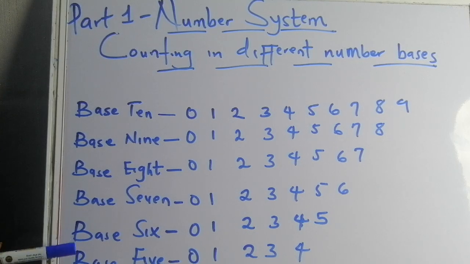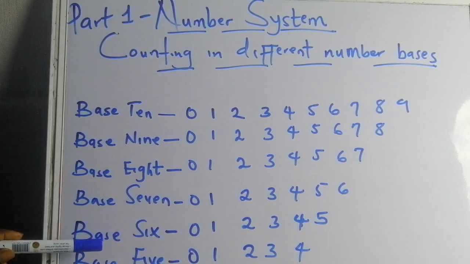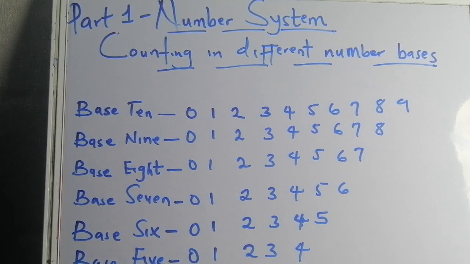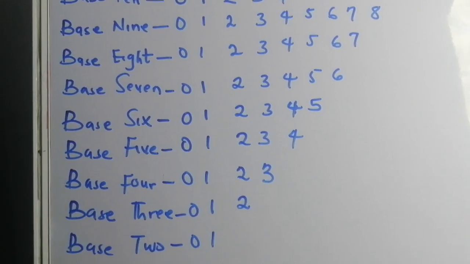For base 5, you have 0, 1, 2, 3, 4. Since it's one less than the base, the highest number you see is 4. For base 4 it is 0, 1, 2, 3. Then base 3 is 0, 1, 2. Then base 2 is 0, 1. So you can see that these are just the counting that you can see here.